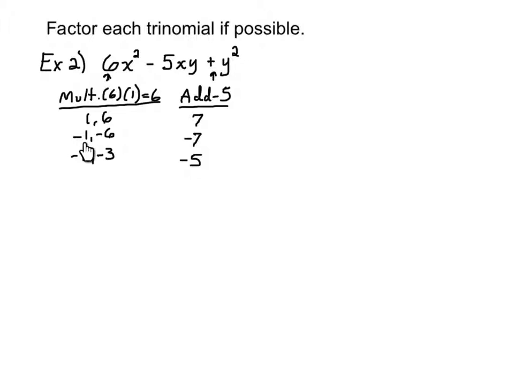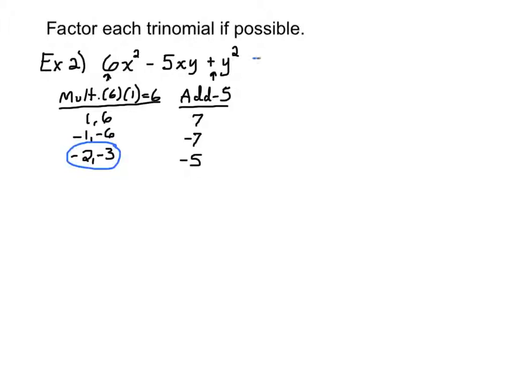So then, because we need the two integers to add to a negative number, let's look at two negative factors. So -1 times -6 equals +6, but it adds up to -7. So we're closer, but still not the right integers. So then we look at -2 and -3 as factors of 6. -2 plus -3 equals -5. So these are the factors that we want to use.